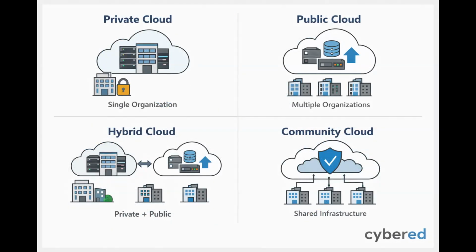Here's some cloud deployment models. So private cloud, infrastructure owned and managed by the organization, offering maximum control and security. Public cloud, infrastructure owned by a third-party provider and shared among customers. You got hybrid cloud, a combination of private and public cloud, often used for redundancy and scalability. And community cloud, shared infrastructure used by multiple organizations with common requirements.